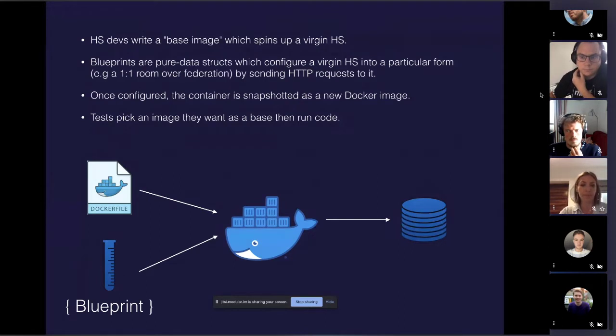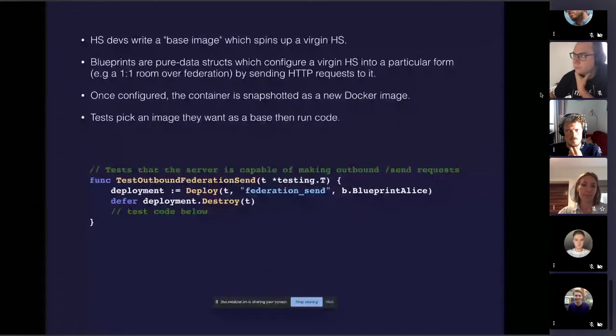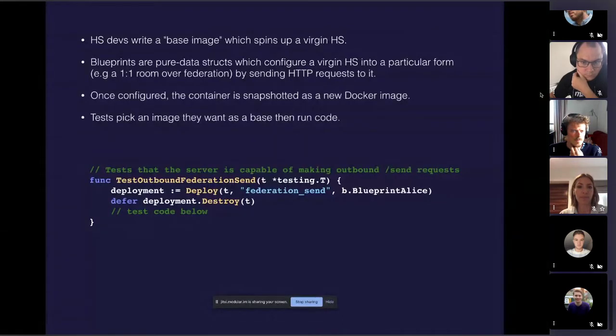So for example, here we go. In this very small bit of code, you can see that you're deploying the Alice blueprint, which is basically just a single-person home server. It's just got an Alice user, and that's it. So you don't need to call register and create an account and all that stuff. It's already been done for you. That level of reuse is really useful as well, because it means there's not so much boilerplate that you have to write.